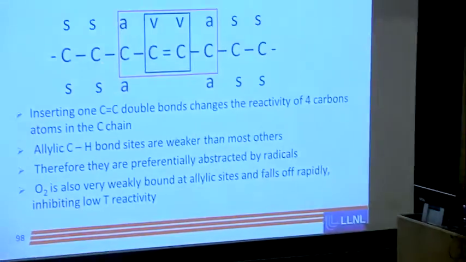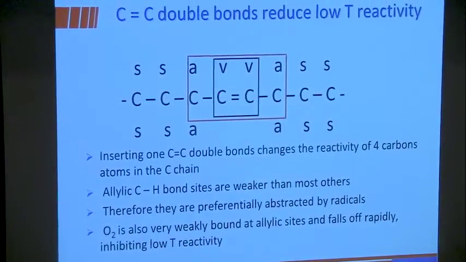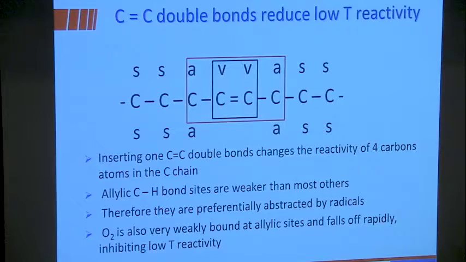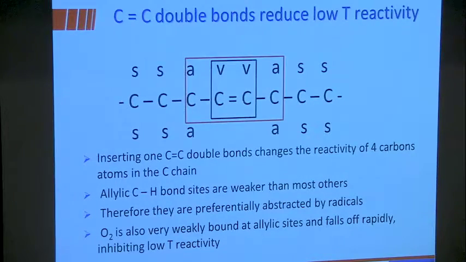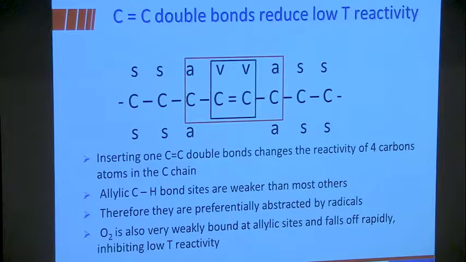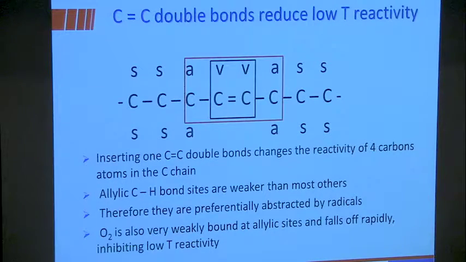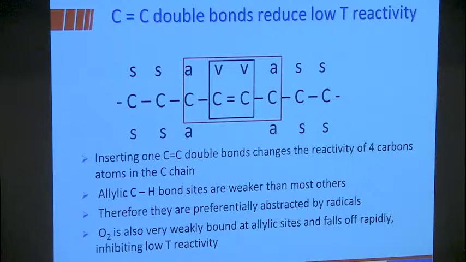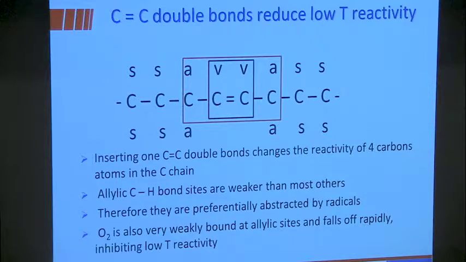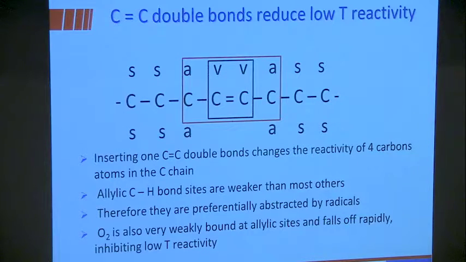Here the slide is just showing you in general, if we have the double bond, we've got vinylic hydrogen atoms directly attached to the carbon atoms at the double bond, and you've got allylic hydrogen atoms beta to that bond. And allylic CH bonds, as I keep saying, are weaker than most others, and therefore they're preferentially abstracted by radicals, so they'll be the preferred radicals that are generated in olefins.